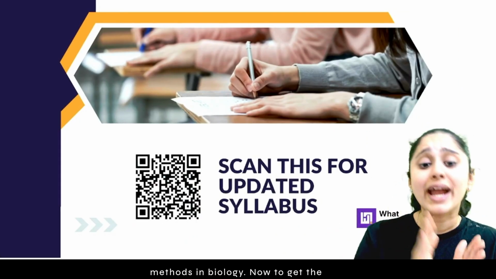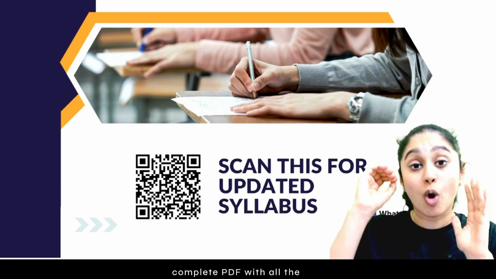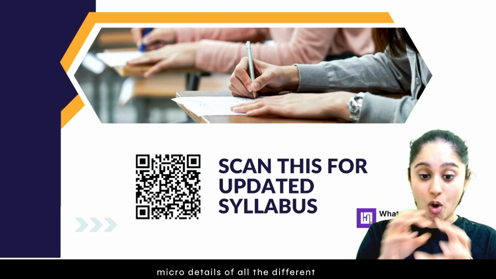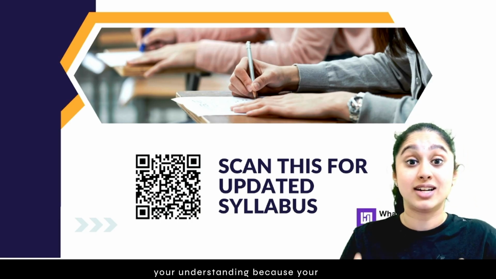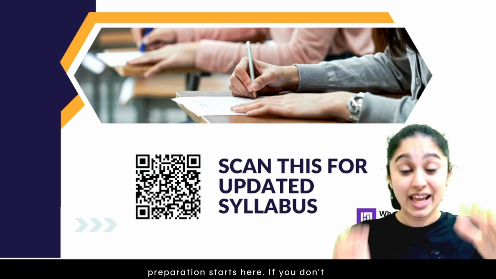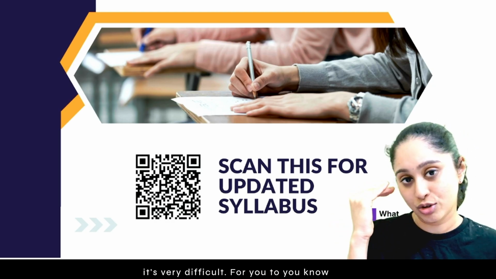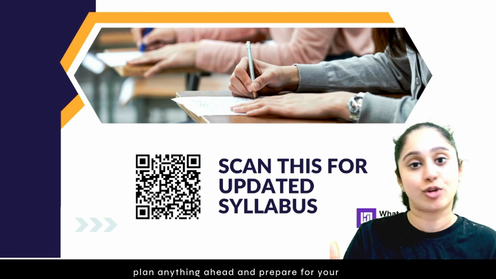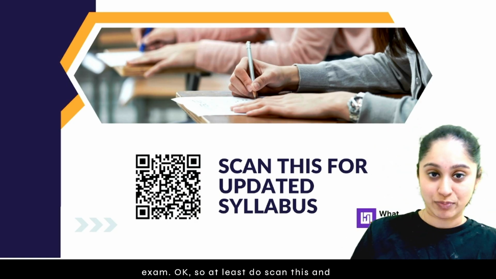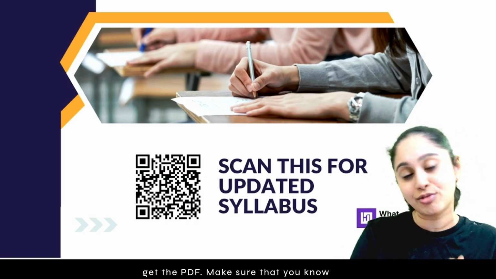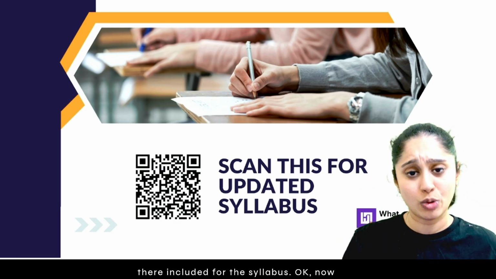Now, to get the updated syllabus, you can always scan this particular QR and you'll get the complete PDF with all the micro details of all the different kinds of subtopics and subunits that you have in the syllabus for your understanding, because your preparation starts here. If you don't know the syllabus itself top to bottom, it's very difficult for you to plan anything ahead and prepare for your December's exam. So don't wait until the last minute to know what is there for the exam. At least do scan this and get the PDF. Make sure that you know all the subtopics and parts that are included in the syllabus.